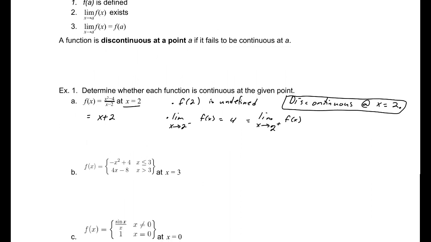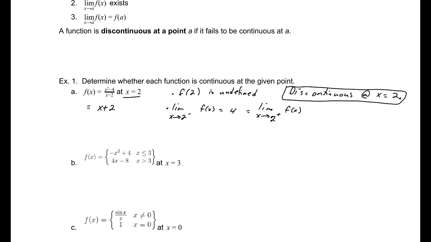Okay, so part B, first is f of 3. Is f of 3 defined? Well, x equals 3 would appeal to this part of our piecewise function, so let's plug 3 in there because it is a quadratic. We can do that. That would be negative 9 plus 4, so that's negative 5. f of 3 is negative 5. Okay, so it's defined there. The question is, does the limit exist?